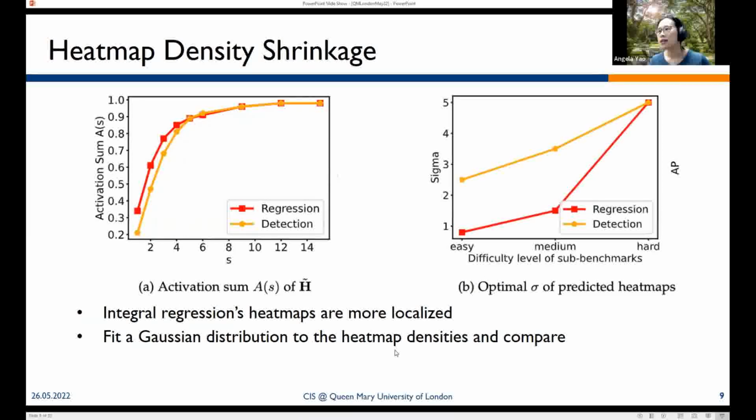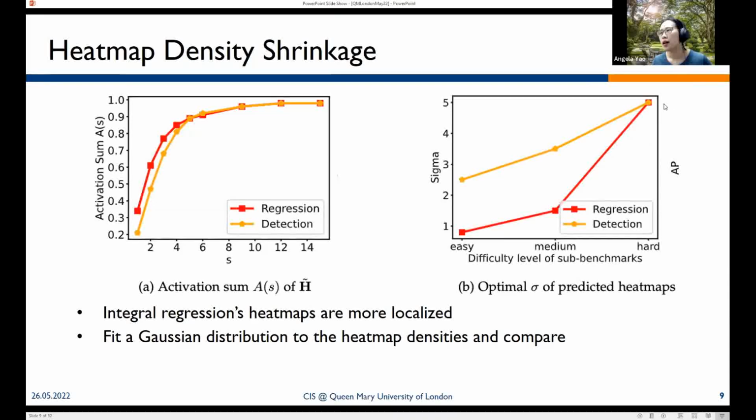And the other interesting thing was that if we fit a Gaussian distribution to these heat map densities and then compare the two, comparing the optimal sigma for the fitted Gaussian, we also observe that for regression the sigmas are much smaller than for heat map detection. So these two are more or less confirming the same thing, that the heat maps for integral regression seem to be more localized than for heat map detection.